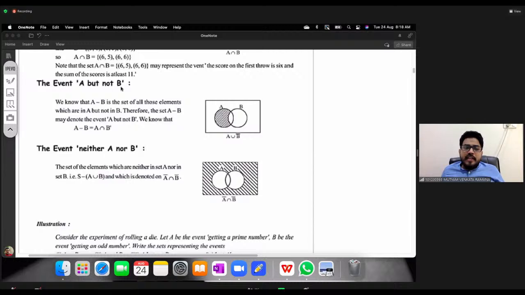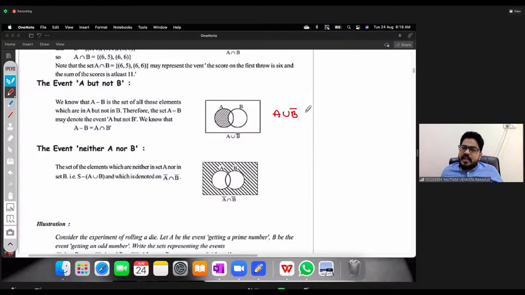A but not B. It should be A but not B. So we can write it as A intersection B prime, or you can write A minus B, or you can write A minus A intersection B. And the number of elements of A intersection B prime is equal to N of A minus N of A intersection B.